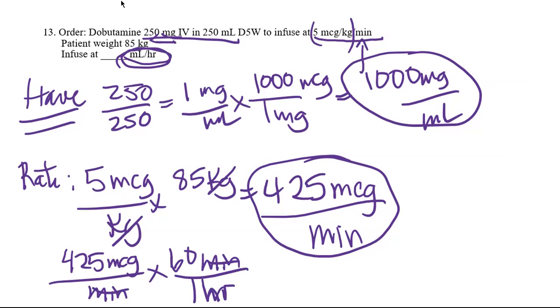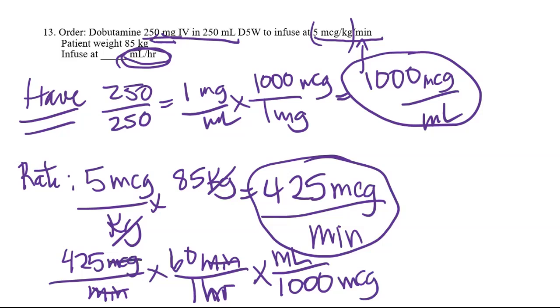Okay, so we cross out the minutes. We've got micrograms per hour, but we need milliliters per hour. So we take what we have up here times what we have, and we're going to flip it. So we have milliliters at the top, divided by 1,000 micrograms. Let me fix that. Micrograms. That's the whole reason why we did this conversion. So this is micrograms, and we can cross out micrograms.